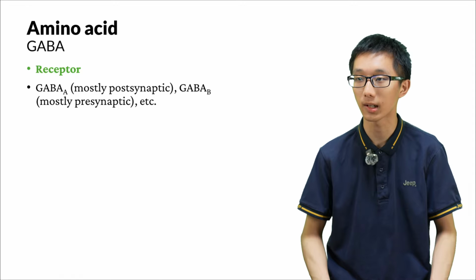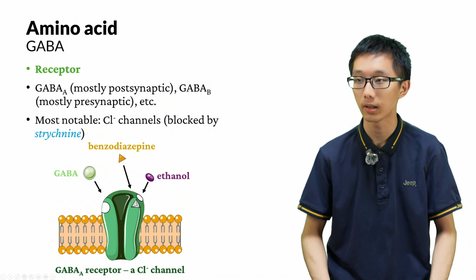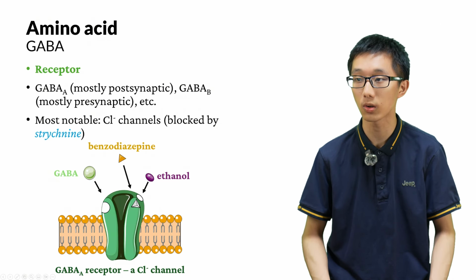GABA is received by receptors such as GABA A, GABA B, etc. GABA A receptors are mostly postsynaptic, while GABA B receptors are mostly presynaptic. GABA B receptors allow a response to the neurotransmitters that the neuron itself has released. The most notable one is the GABA A receptor, chlorine channels. These chlorine ion channels have agonists such as ethanol or alcohol, benzodiazepine, barbiturate, and neurosteroids. These all have some pharmaceutical implications. It also has an antagonist called strychnine.